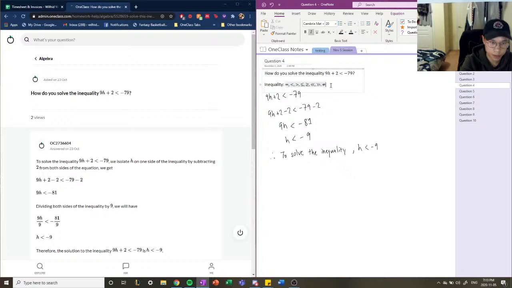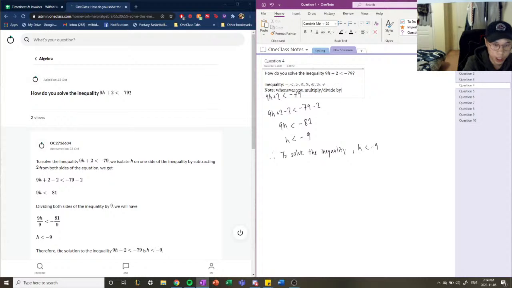There's one thing to note, is that whenever you are dividing or multiplying by a negative number, you have to flip the sign. So in our particular example, if we were to multiply, let's say, h by negative 1, we would have to flip the sign to a greater than. And that's just because of how negative signs work, and it flips the whole inequality to make sure that it's still true.